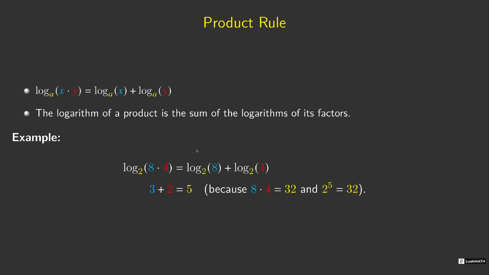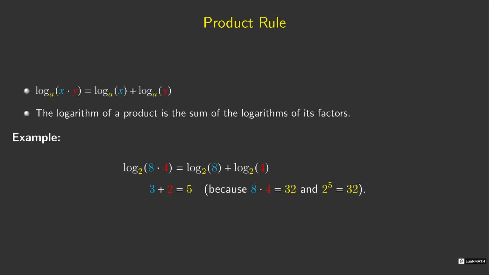Okay, so let's see some examples. Log of 8 times 4 to base 2. So you can see now this number here, 8 times 4, is the same as 32. So log of 32 to base 2, I can write it as log of 8 to base 2 plus log of 4 to base 2. Always keep in mind that you always carry around the same base. You cannot change these bases here. And that's true also for the previous rules we just saw.